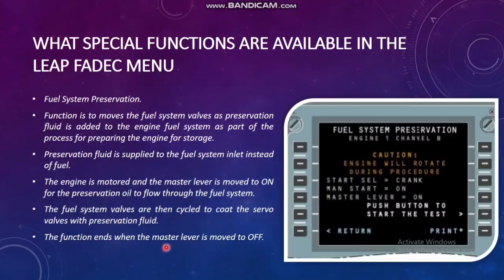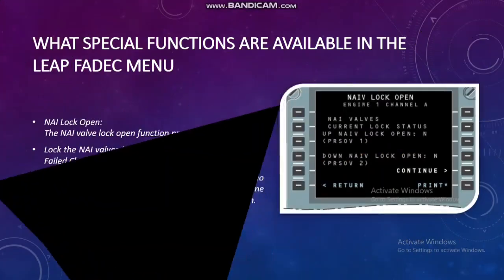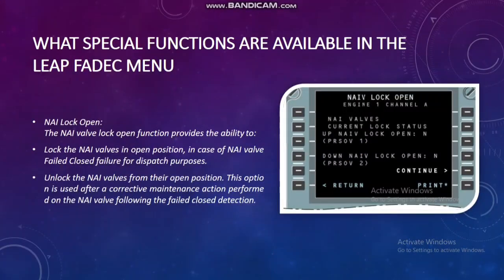So the function is needed when the master lever is moved to off. You just follow the MCD menu. Another function is nacelle anti-ice lock open. The nacelle anti-ice valve lock open function provides the ability to lock the nacelle anti-ice valve in the open position. So you can lock it through the MCD in case the nacelle anti-ice valve has failed closed, for dispatch purposes.